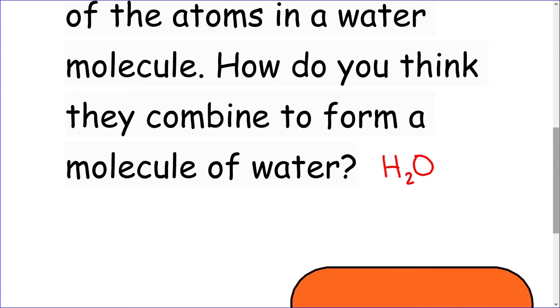So start with the dot diagrams for 2 hydrogens and an oxygen, and see if you can have them overlap in such a way that every atom has what it needs to be stable or to be full. So pause the video, give it a try, and come back when you're ready.